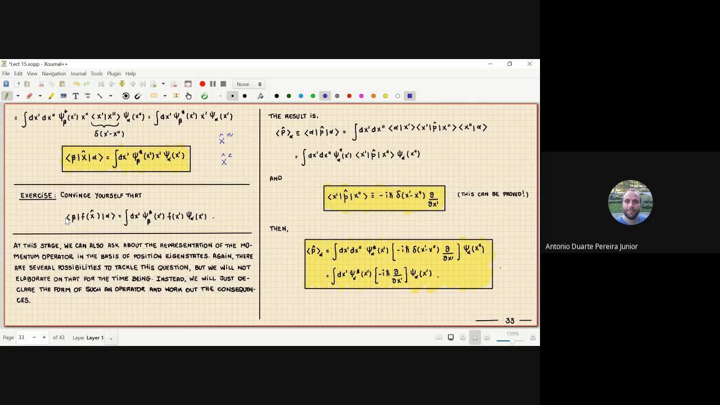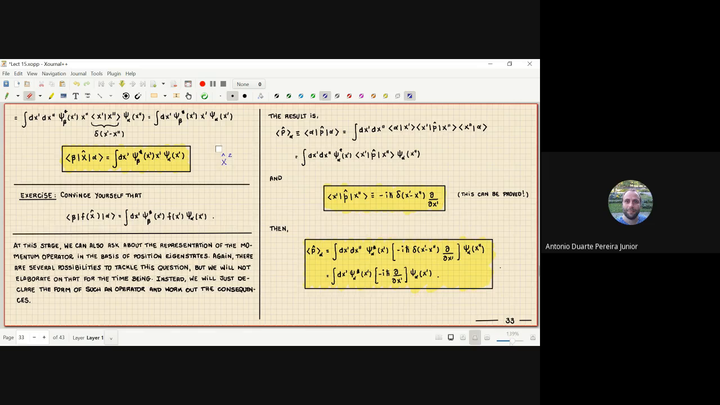You can show that this matrix element of F hat can be written as the integral of these wave functions with the function now calculated at the number x prime. So this is not a function of an operator, but a function of a number. So this is just a standard function. Okay.